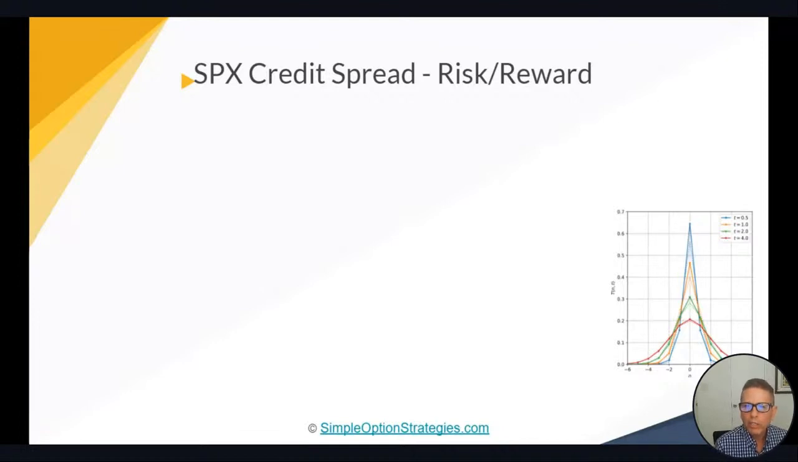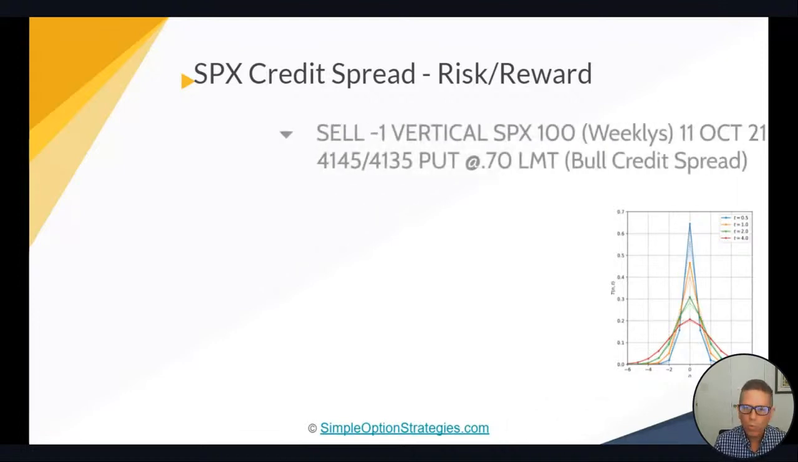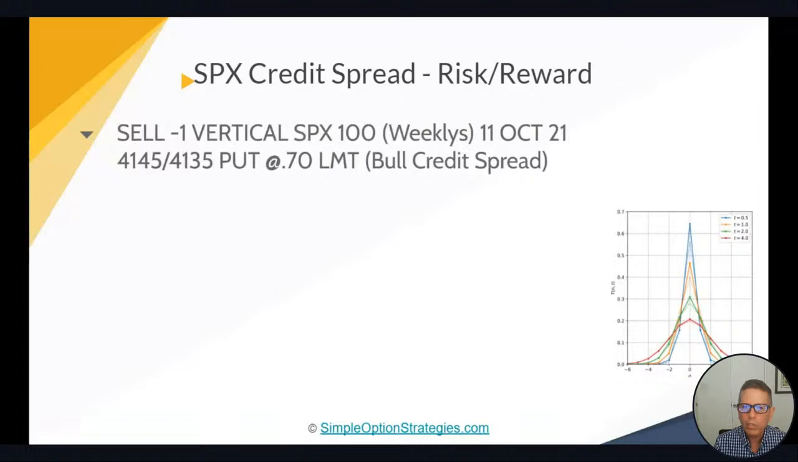Let's talk about the credit spread risk and reward. We talked about this before. This particular position is what we just talked about in the poll, and it's one contract. So you're selling one contract, and it's a vertical spread.